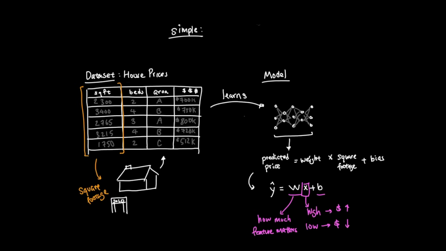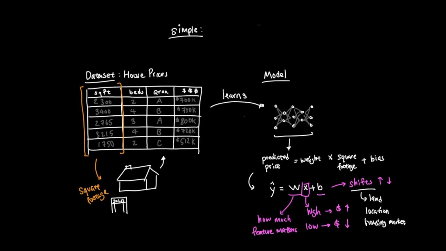The bias is the baseline offset. It shifts the whole prediction up or down. In a house pricing model, the bias might represent the fact that even before we account for square footage, a home has some baseline value because of land, location, and the housing market.